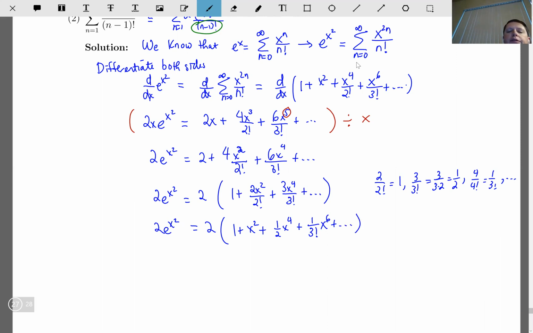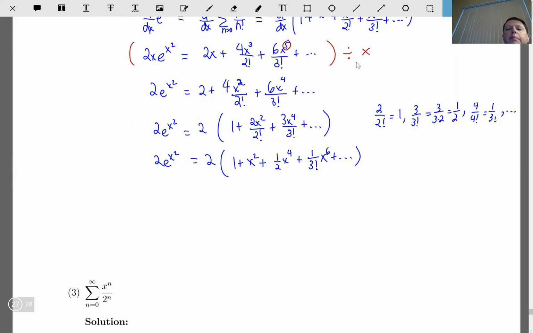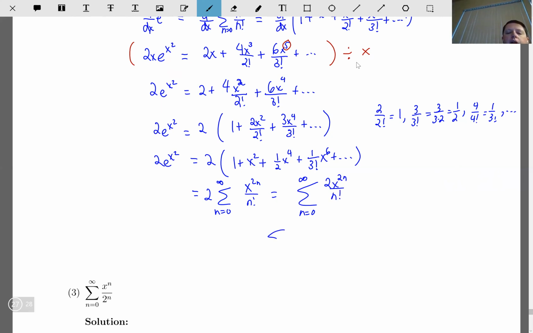And so we see that I have an n factorial in the denominator and an x to the 2n. So I have 2 times the summation, n going from 0 to infinity, of x to the 2n over n factorial. Just scooch the little 2 in, and I get 2x to the 2n over n factorial. So in other words, I just showed that the sum of 2x to the 2n over n factorial is 2e to the x squared.